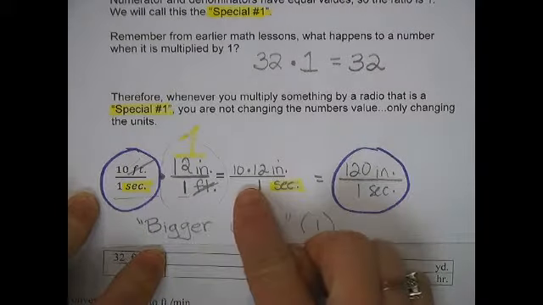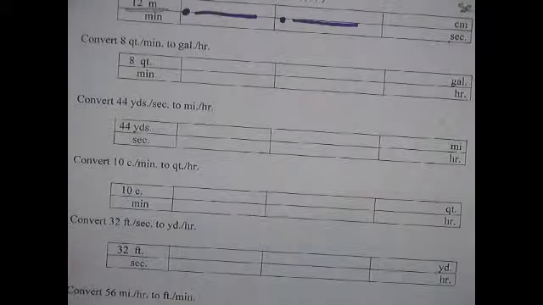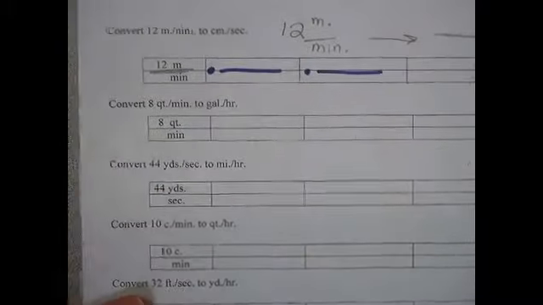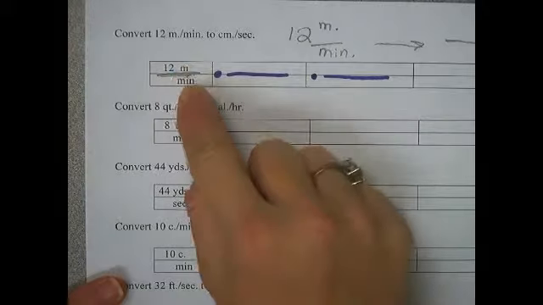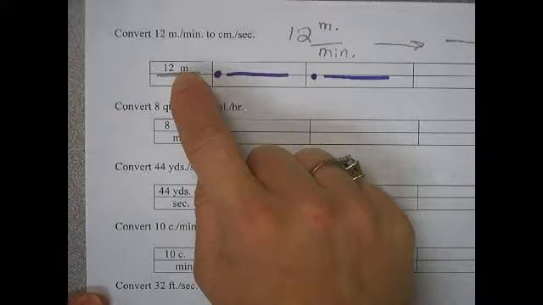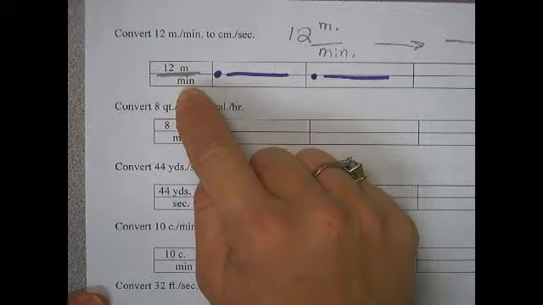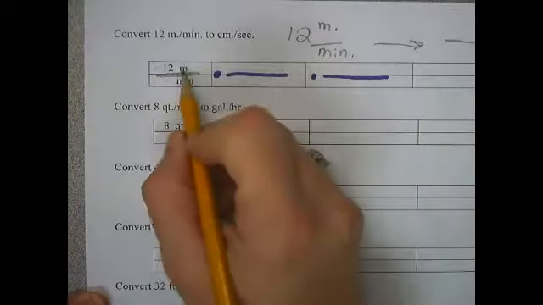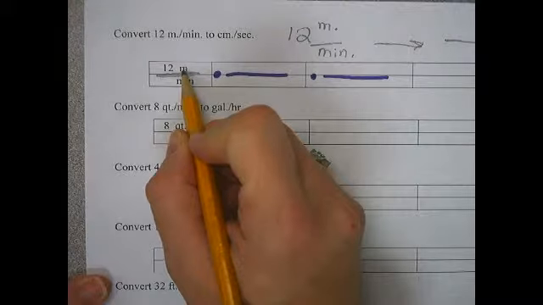In our last example, we had 10 feet per second. We were changing it to inches per second. Do you guys see that only the numerator of feet to inches had to change? We didn't have to change our denominators. So therefore, we only had to multiply once. Okay, so let's get this started.